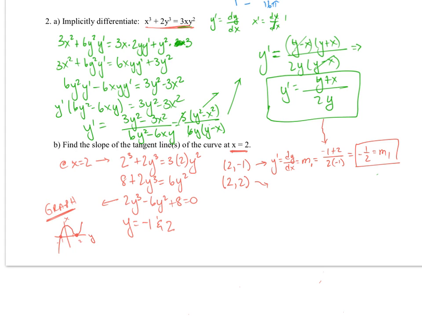This second point will be m2, and in this case my second one will be 2 plus the 2, when I'm plugging into this formula from here, over 2 times 2, which is 4 over 4, which is 1. This is the slope of my second tangent line. So I've got 2 of them there. Alright, let's go ahead and move on to our next problem.